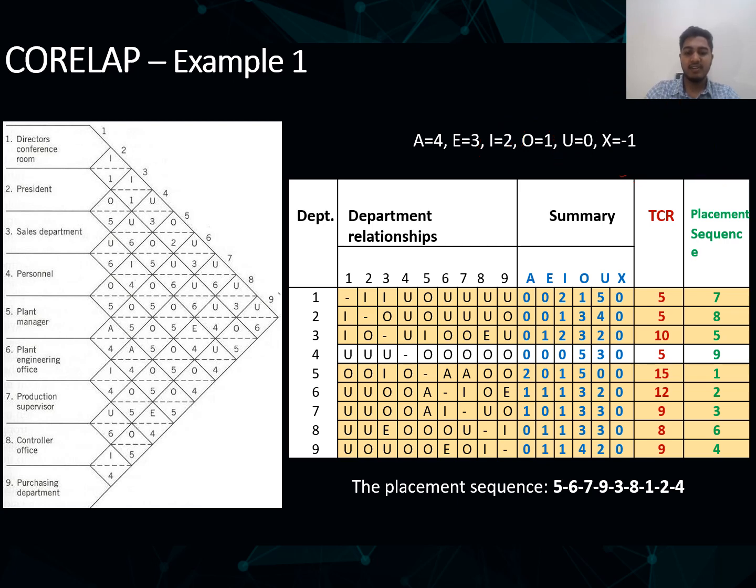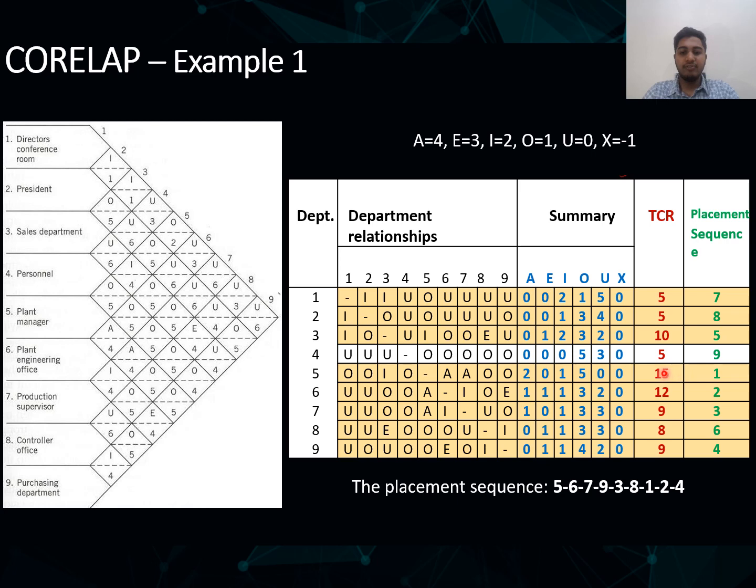And now the placement sequence. The placement sequence is one of the main steps and plays a vital role here. So let's see the placement sequence. The placement sequence is 1 for the fifth department, 2 for the sixth department. The placement sequence depends on the TCR value, so the highest TCR value gets the first place in the sequence.